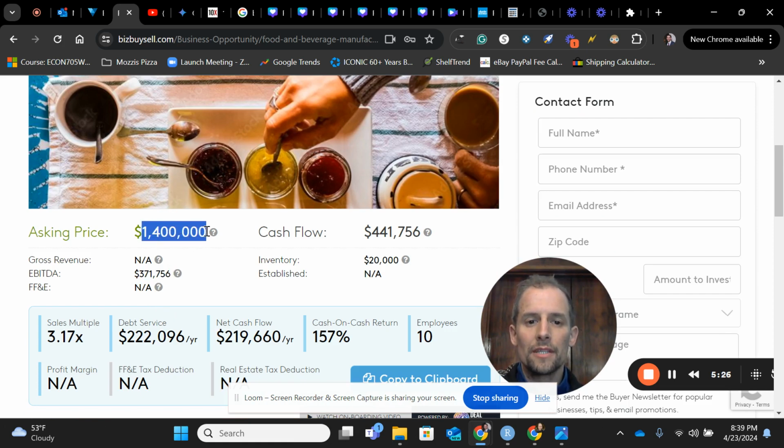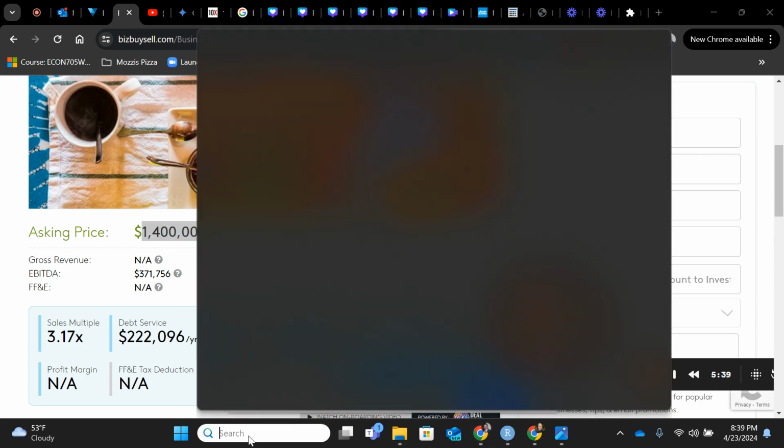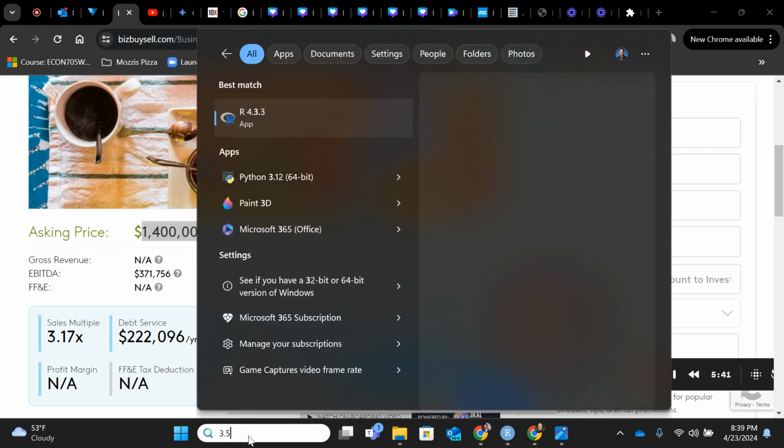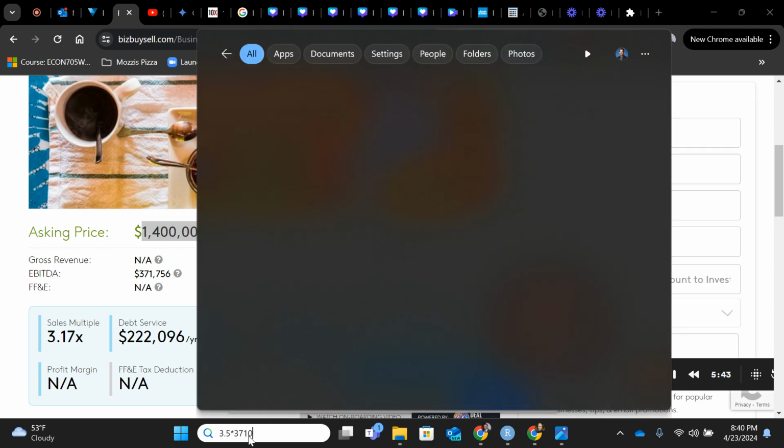1.2. I think that's probably where it should be. 1.15 is probably where it should be, right? If we look at 4 times 371, it's roughly, or 3.5 times 371. What is that? Let's see if we can. 371. Okay, it's not going to pull that up.